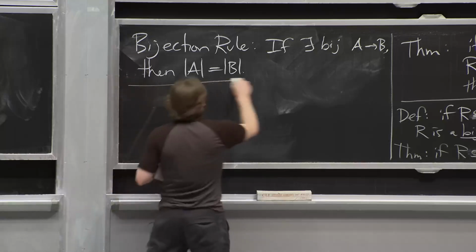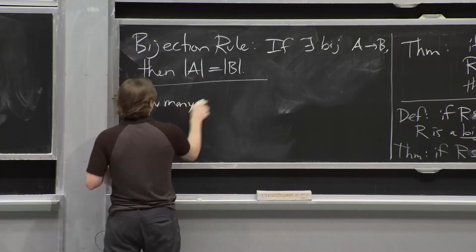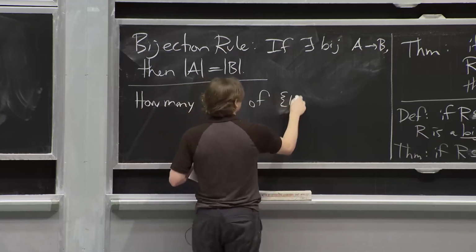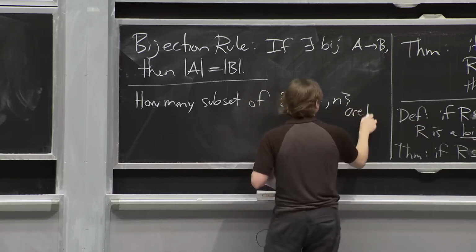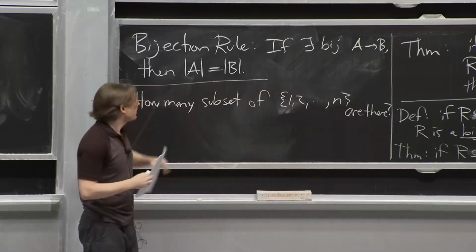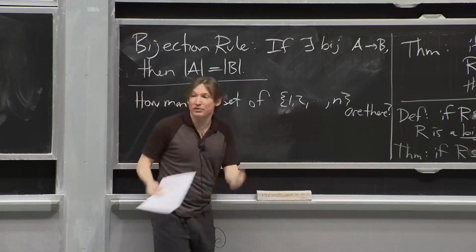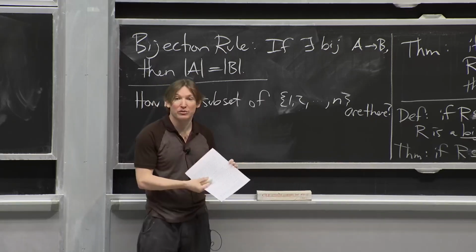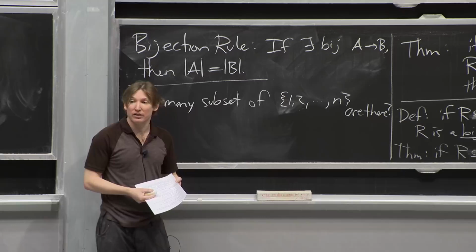And as an example of this, how many subsets of 1 through n are there? So if we're looking at all of the subsets of 1 through n, of any length, could be length 0, where we take none of the elements, length n, where we take all the elements, or any length in between, where we take some of the elements and not others. How many subsets are there?